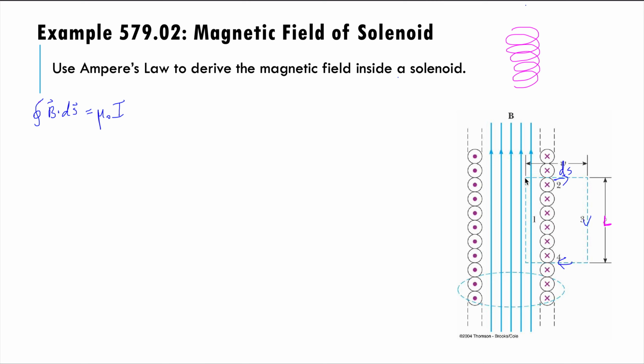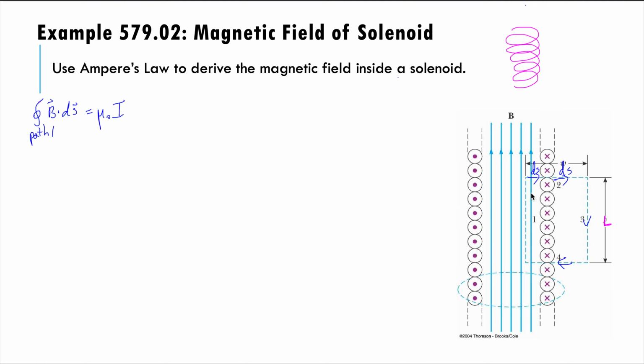But what about when we're inside the loop? Well, that ds is going to be perpendicular to B, so the dot product is also 0. So for paths 2 and 4, that also gives us 0, which means that we're really only going to look at path number 1 when we're doing that line integral.